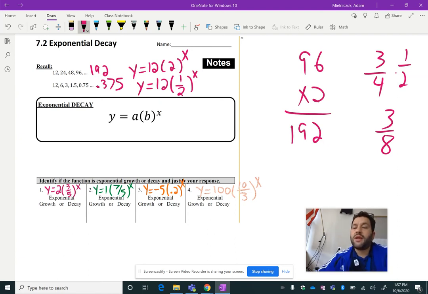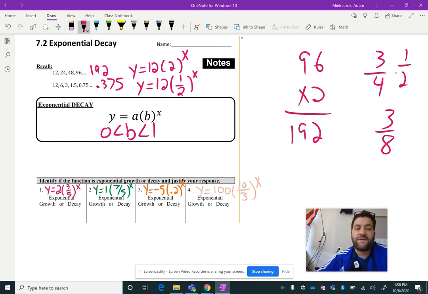So what do we need to know about our equation for exponential decay? We still have the same formula. A is still our starting value. B is still our growth multiplier. But in this situation, for it to be decay, B has to be in between 0 and 1. So if our B value is less than 1 but greater than 0, that will show decay. So let's apply that really quick to 4 equations below.